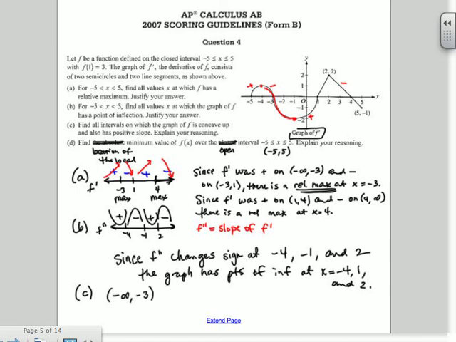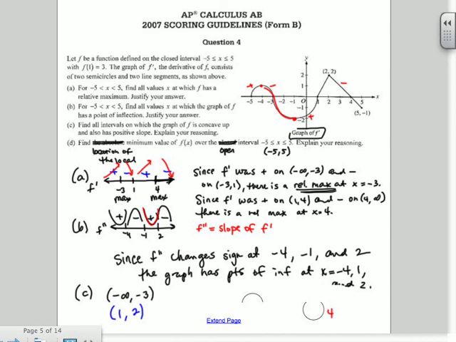Okay, then look for the other places it was concave up. So it was concave up from -1 to 2, and it was increasing from 1 to 4. So where do those two things overlap? So if I have -1 to 2, and then I had 1 to 4, they overlap right here in the middle from 1 to 2. Okay, and then that's it.